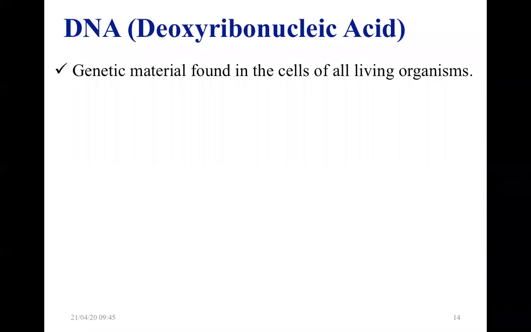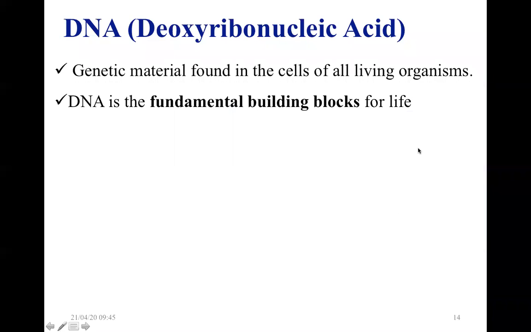DNA is the genetic material found in almost all the cells of all living organisms, and DNA is the fundamental building block for life. As I told, all living forms on this earth have just four letters, A, T, G, C. How these different lives have evolved is through the arrangement of these nucleotides. If you take any life, they have just four letters. The way these ATGC are arranged in these organisms makes them very unique on this earth.